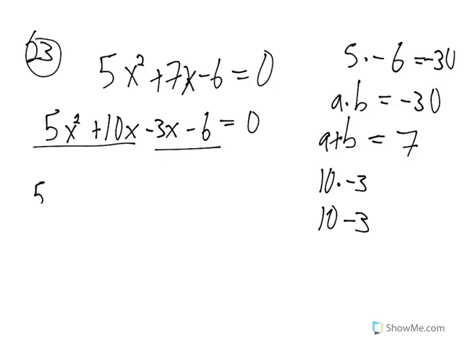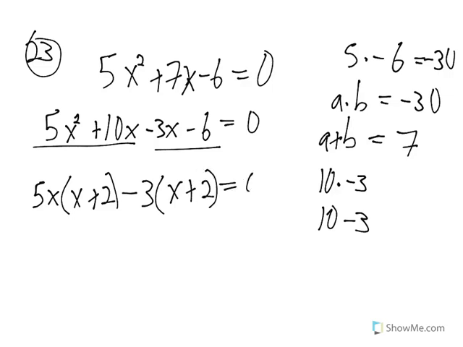In the first two terms, what factors out? Both a 5 and an x, leaving x plus 2. And out of the second two terms, those are both negative numbers, and they both are divisible by 3. So if you factor out a negative 3, you're left with x plus 2. And oh, surprise, surprise, what's inside the parentheses on both of these? x plus 2. So if you factor that out, you're left with 5x minus 3.